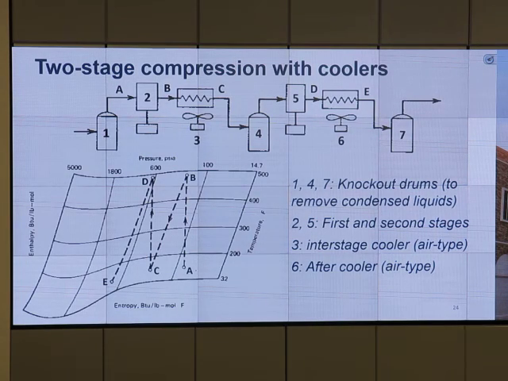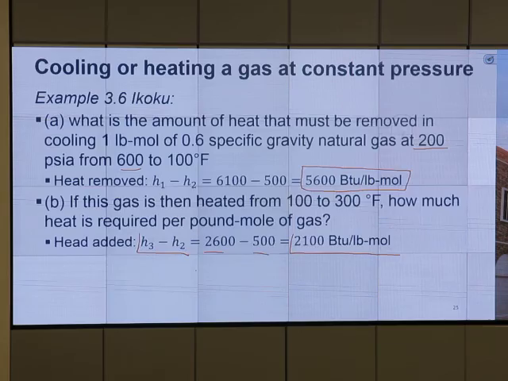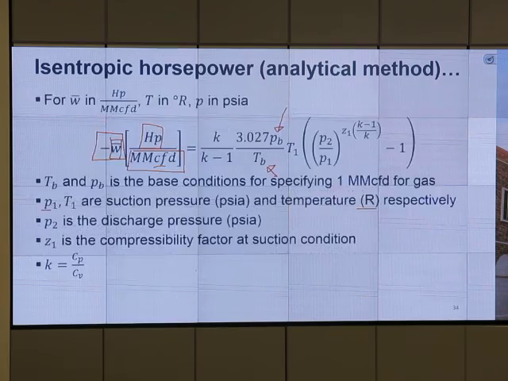This kind of chart, Mollier diagram. But it's a better version of the chart, okay? It gives you a better number. You just have to have it calculated, okay? And practice.